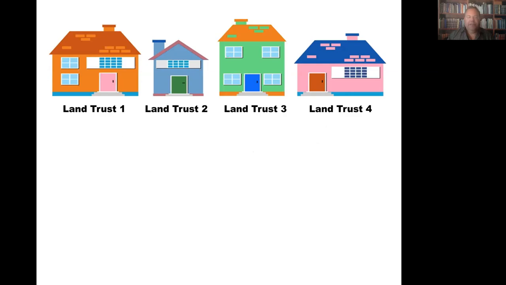What I like to do is put each property into a specific type of trust, which we call a land trust. Each property has a separate trust, one property per trust. And the reason for that is multifold, if that's a word, multifold. I guess there are a variety of reasons is a better way of saying it.